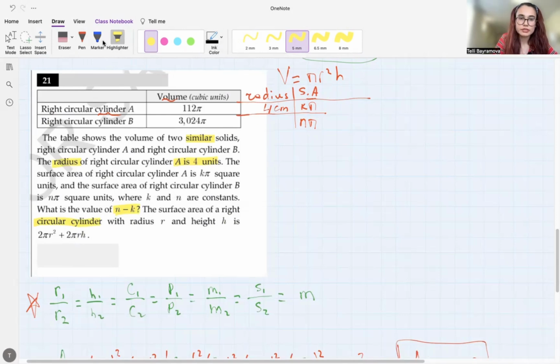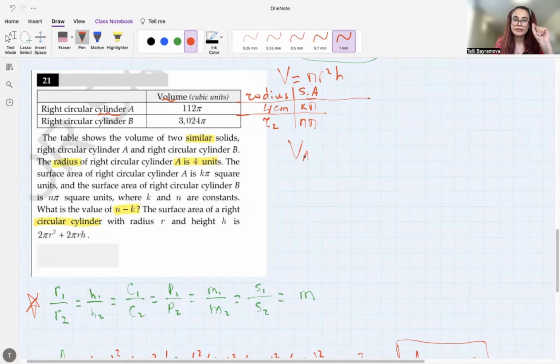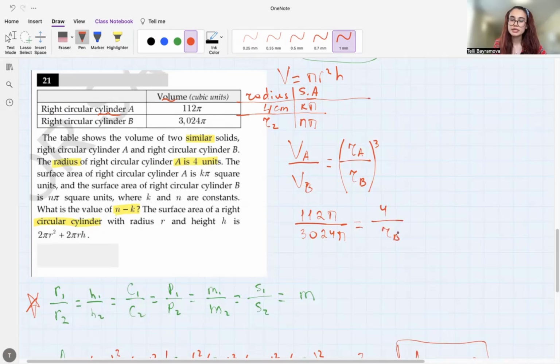If the radius is 4 centimeters, let's find radius 2, the radius of B. What do we know? We know that volume A over volume B equals radius A over radius B, cubed. So volume A over volume B, let's write 112 pi over 3024 pi equals radius A, 4, over radius B, cubed. So you need to find radius B. Let's write this question to decimals.